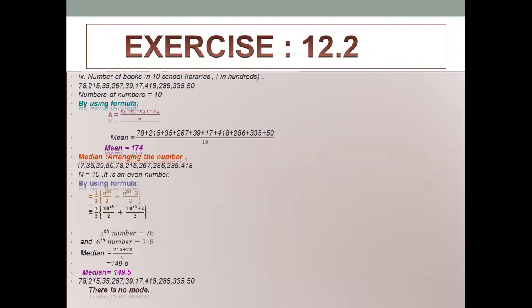For the median, arrange the data. This is also even. What formula do we apply here? N by 2 plus n plus 2 by 2. 10 by 2 and 10 plus 2 by 2, that is 5 and 6. Check in the data which number lies in the fifth place and which lies in the sixth place. The fifth number is 78 and the sixth number is 215. Add them and divide them by 2. 149.5 is our median. And no number is repeated, it means that there is no mode.